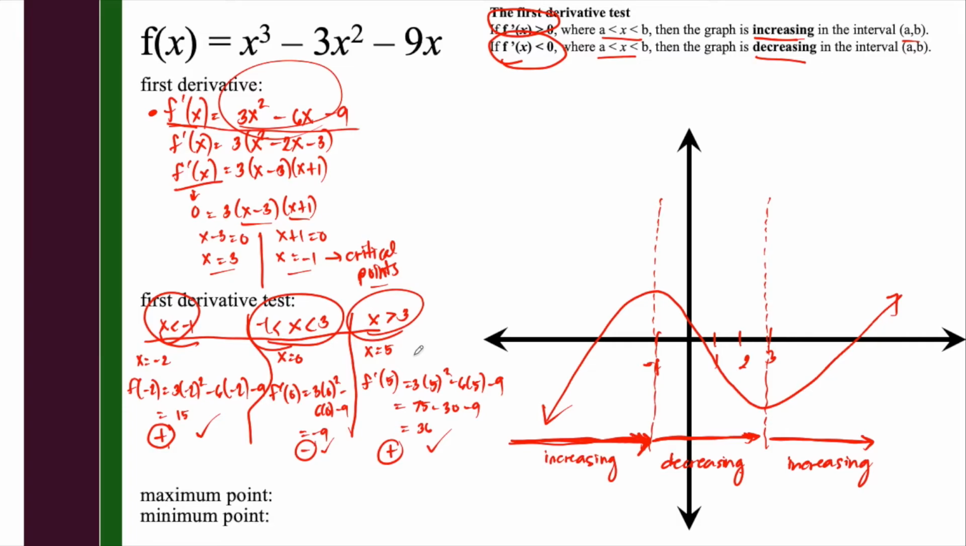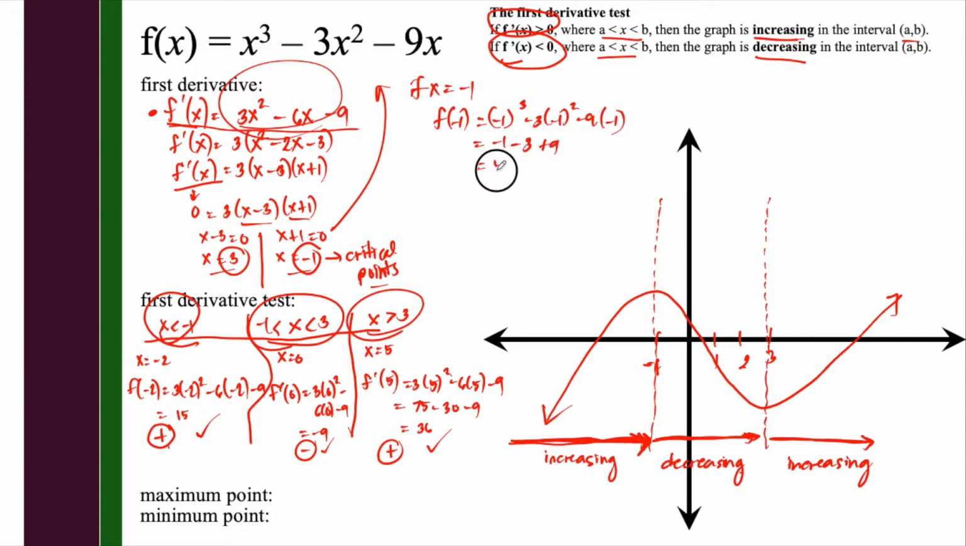If we're interested to find the maximum and the minimum point, all we have to do is to substitute these critical points to the original equation. So let's substitute x equals negative 1. f of negative 1 will be negative 1 cubed minus 3 times negative 1 squared minus 9 times negative 1. So that's negative 1 minus 3 plus 9. That is 5. So we have a point which is negative 1, 5. And we know that that is a maximum point.